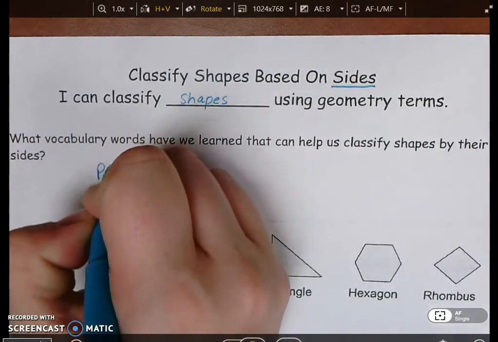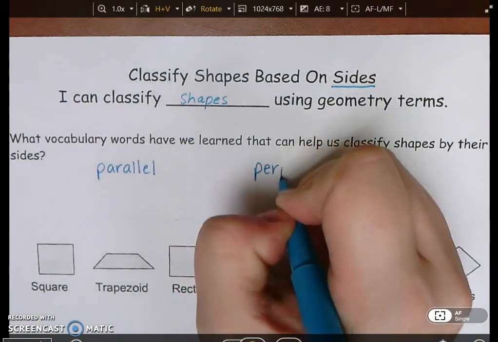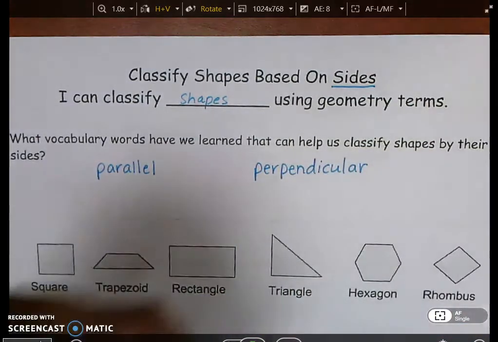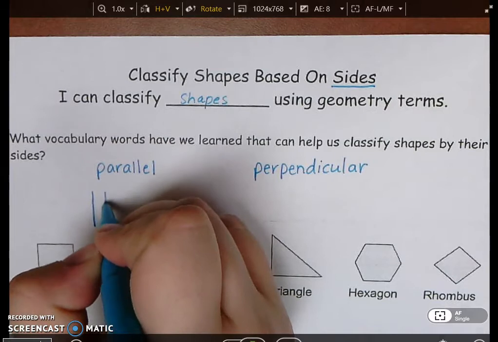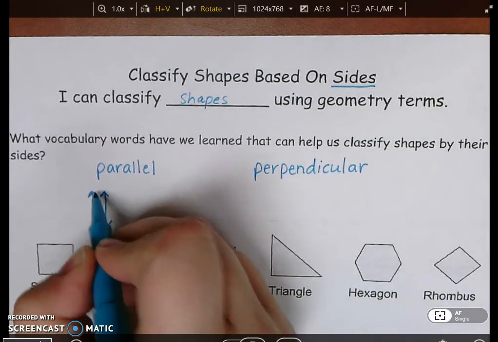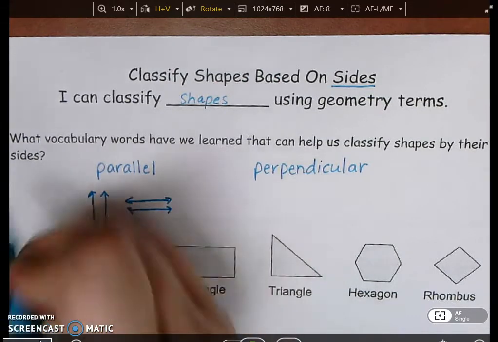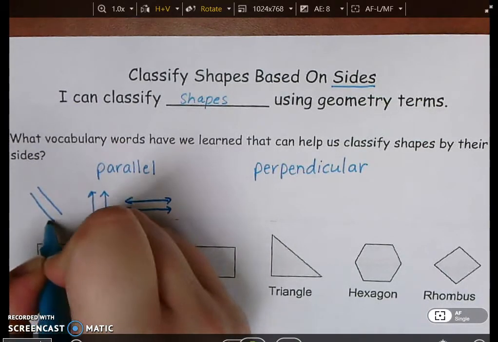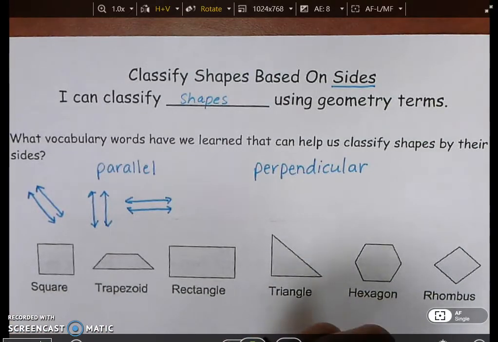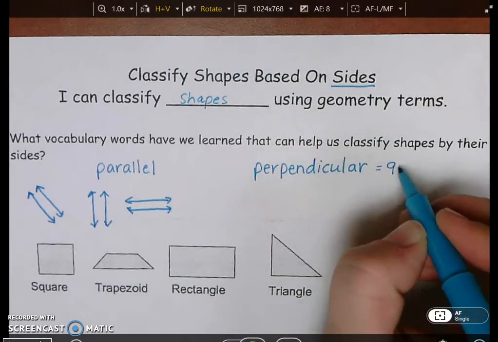Well, we've kind of learned two words here. We have parallel lines and we have perpendicular lines. So parallel lines, if you remember, they go in the same direction. They can go this direction. They can go horizontally. They can go diagonally. As long as they're traveling in the same direction and they'll never meet or they'll never cross, they're parallel. Perpendicular are going to cross at exactly 90 degrees.